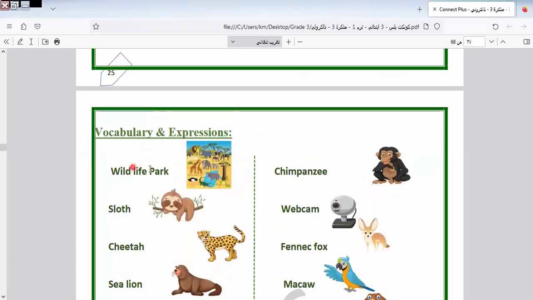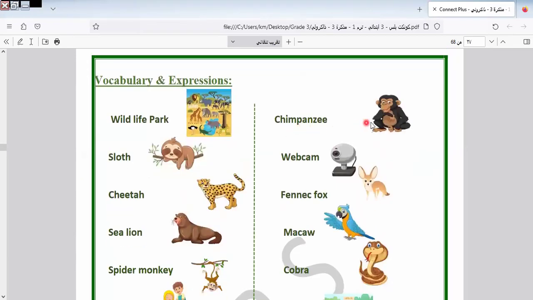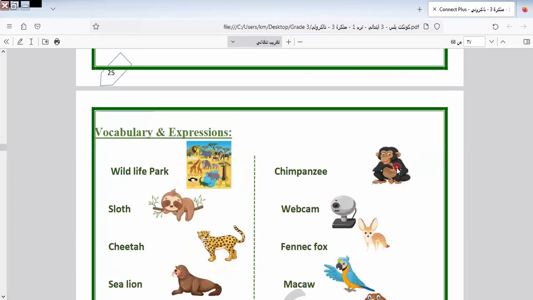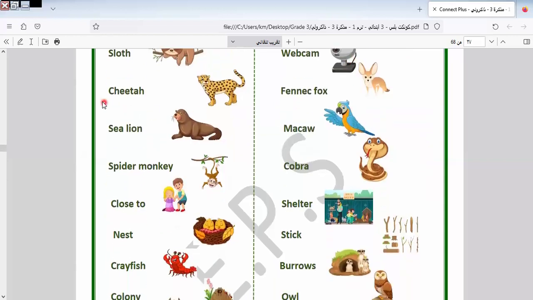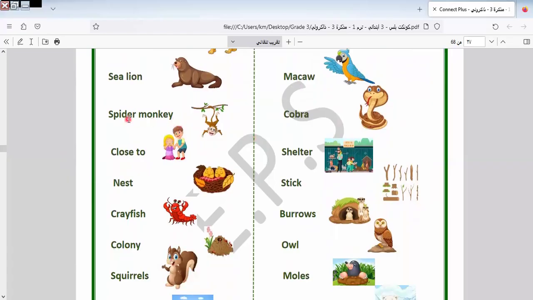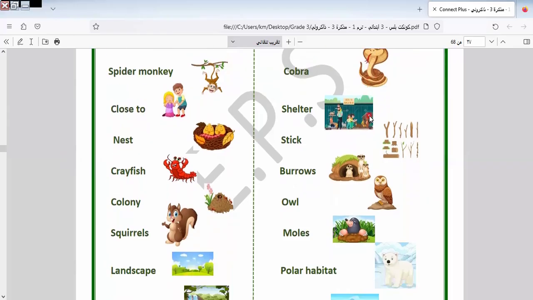We took here wildlife park, chimpanzee, a kind of monkey, okay? Here we have sloth, an animal called sloth, webcam, cheetah, fennec fox. When we go next year to grade 4, we will take fennec fox in science, in Pos Science and Connect. Okay, sea lion, meerkat, spider monkey. This is called the spider monkey, a kind of monkey. Cobra, a kind of snake.